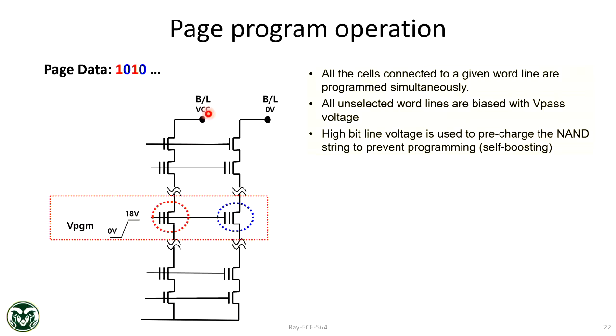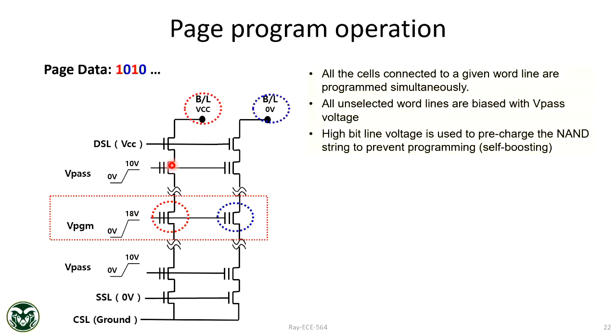That's what you do, because you have to program in parallel. You have to program the entire page together. So that's the biasing condition. You have to bias accordingly, with all the other word lines in pass mode, so that the voltage passes. Or you can couple. Basically, you have to capacitively couple the channel to high voltage.